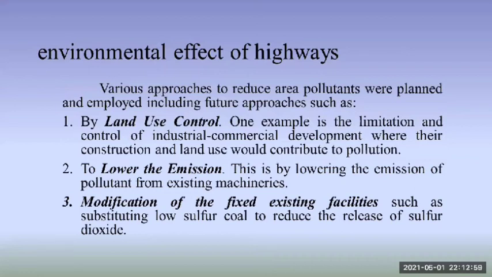Various approaches to reduce area pollutants were planned and employed, including future approaches such as land use control. One example is the limitation and control of industrial and commercial development where their construction and land use would contribute to pollution. Second, to lower the emission of pollutants from existing machineries. And third, modification of the fixed existing facilities, such as substituting low sulfur coal to reduce the release of sulfur dioxide.